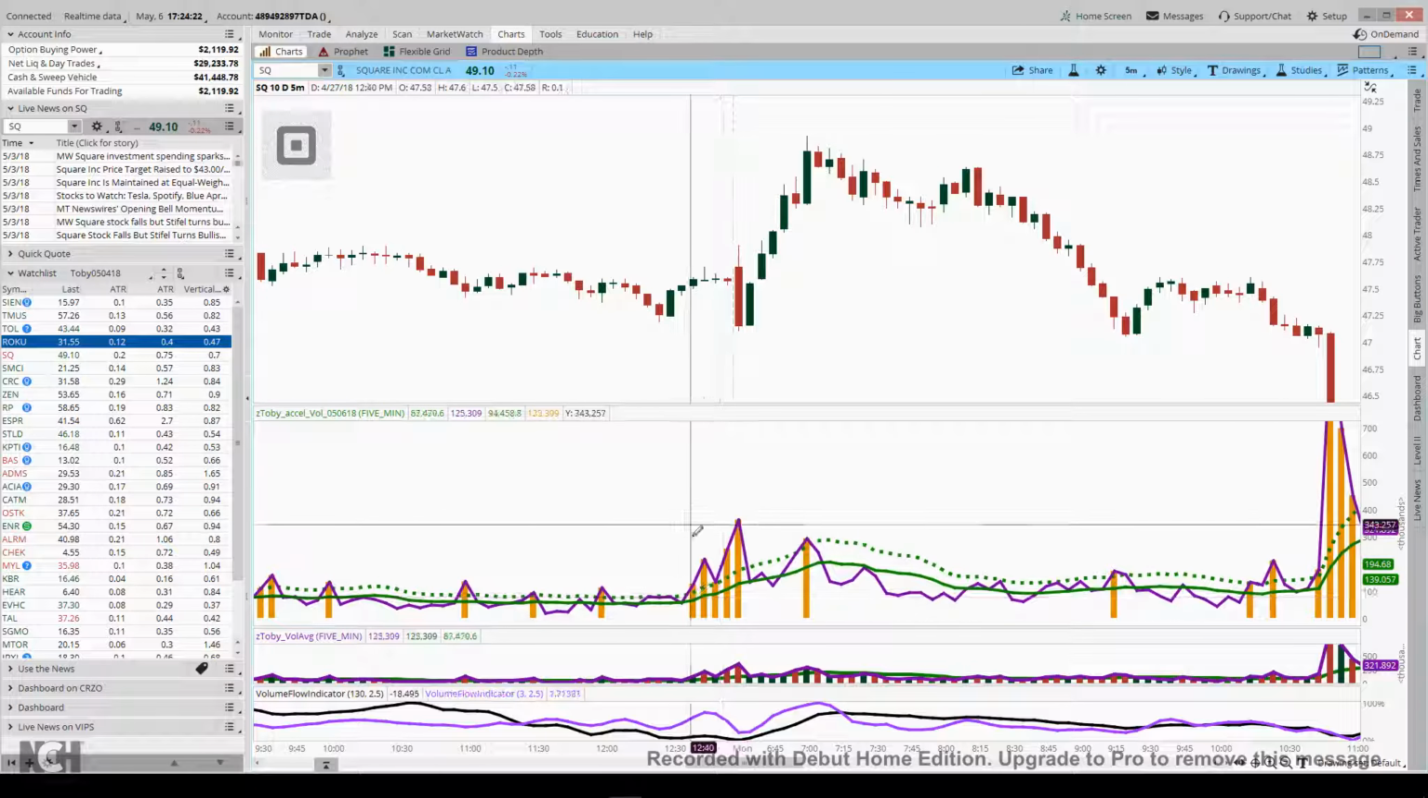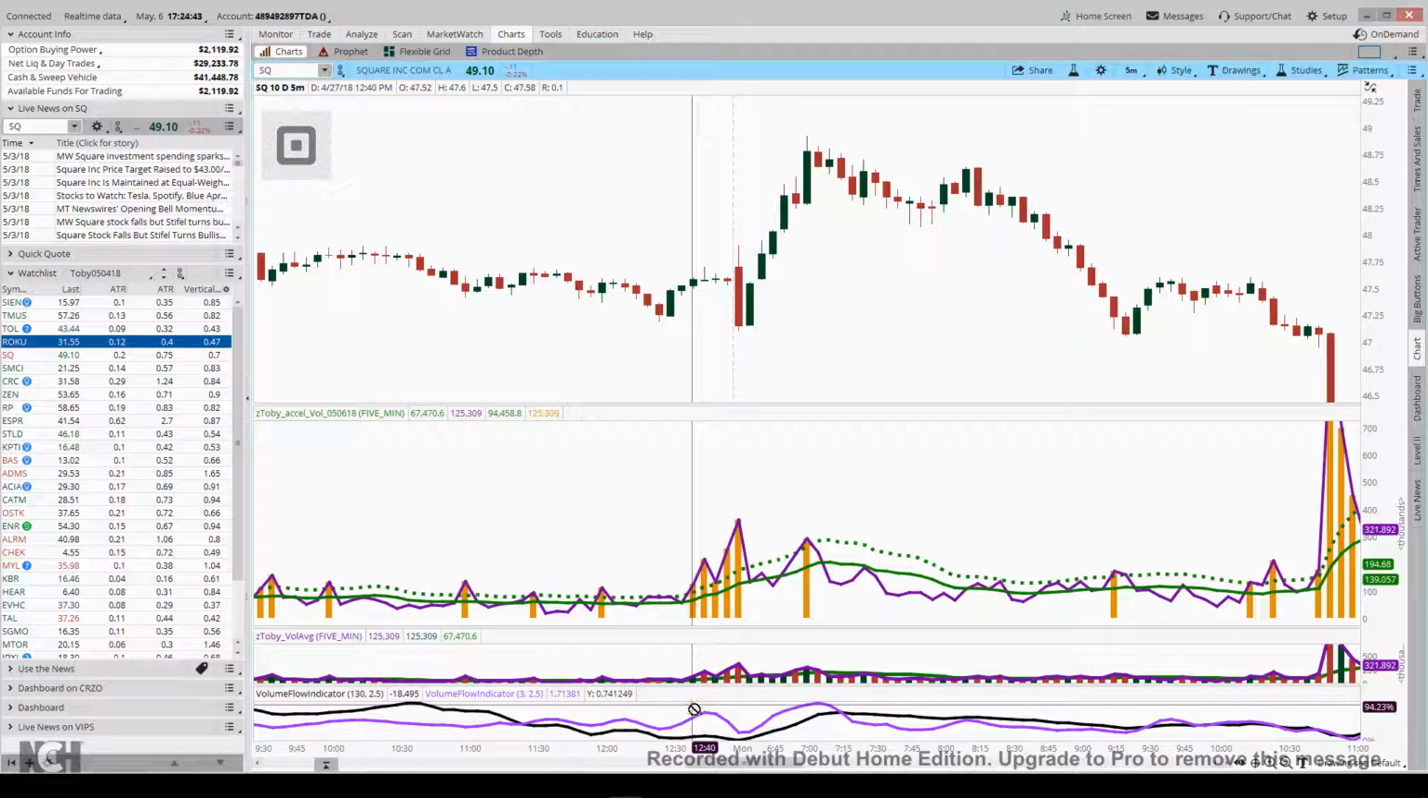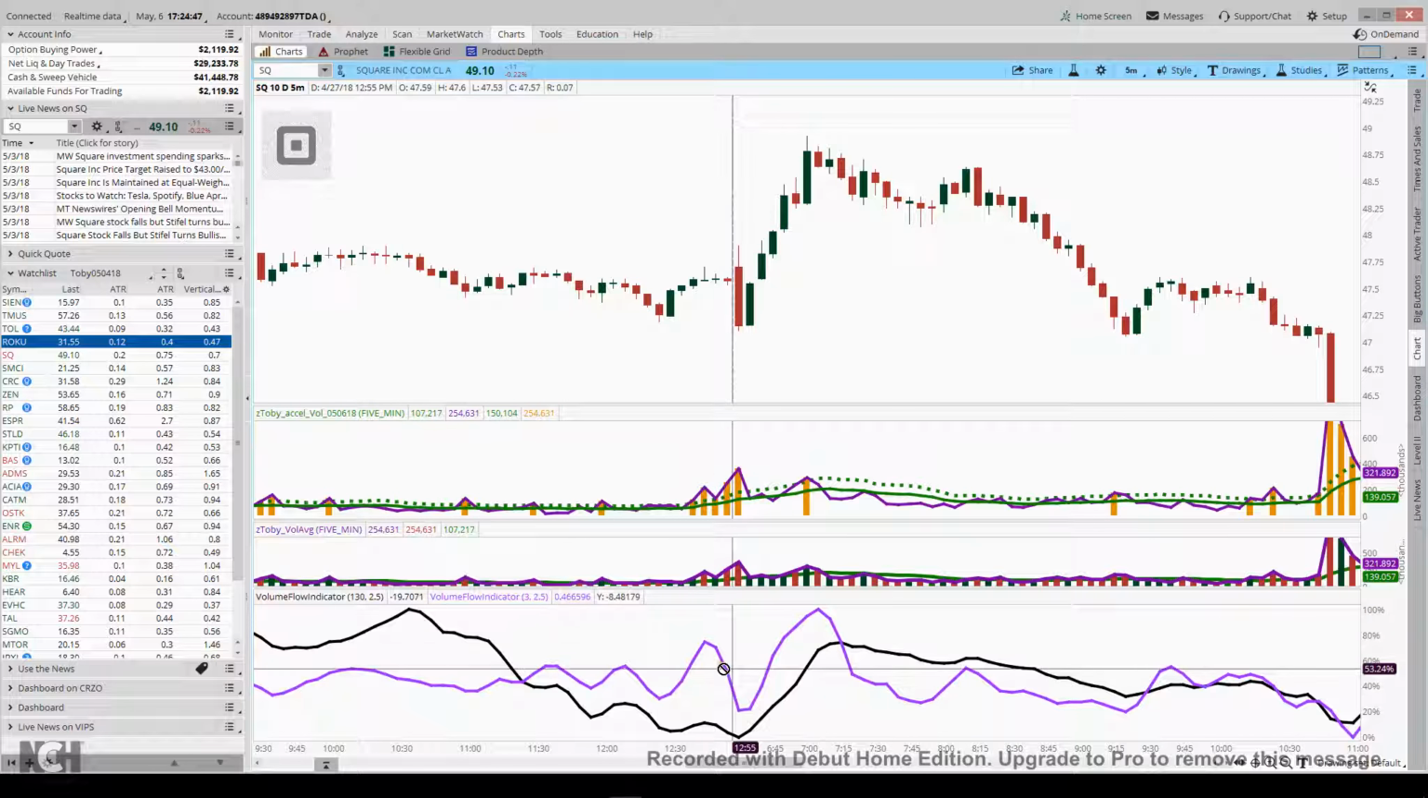So by looking at this chart all by itself, we know there's a whole bunch of shares being bought and sold, but we don't know whether more shares are being bought or being sold. So what we do is we look at another indicator. I'm trying to make it so you can see it. There. This purple indicator is called a flow indicator. And so let's just look at the purple indicator.